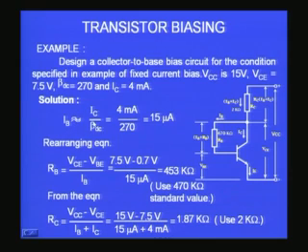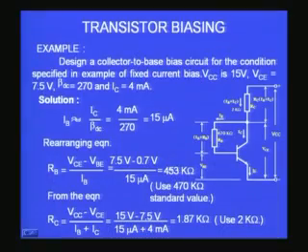So IB is IC divided by the current gain, 4 milliamps divided by 270, this is around 15 microamperes. So once I know IB, now I can find out RB, which is VCC minus VCE minus VBE by IB. It is not VCC as in the previous case, now it is VCE minus VBE, 7.5 minus 0.7 by 15, that comes out to be around 453 kilo ohm. So we can use the nearest standard value, 470 kilo ohm.